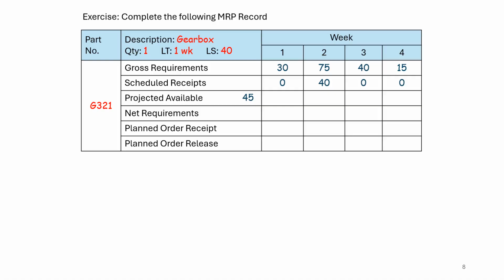So let's start with week 1. For week 1, the gross requirement is 30 units, but we already have 45 units in inventory before week 1. So since our inventory is more than the gross requirement, our net requirements become 0 units, and hence we need to receive 0 units for week 1. And after we satisfy the 30 unit demand for week 1, we are still left with 45 minus 30, which is 15 units in inventory at the end of week 1.